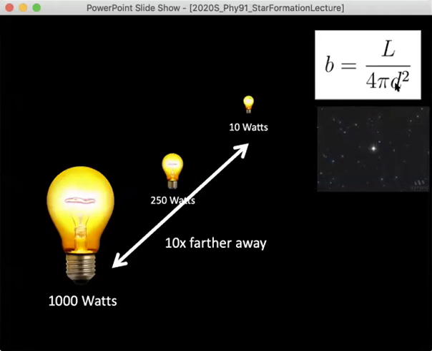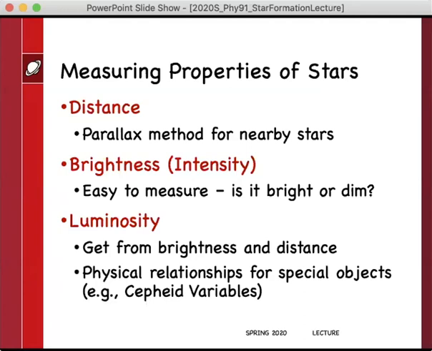Cepheid variables play a very important role in what's sometimes called the cosmic distance ladder, because sometimes parallax does not quite work. And if you go to far enough distances, you have to use other techniques. You're going to learn that Cepheid variables are one of those techniques, so you can measure distances in space.